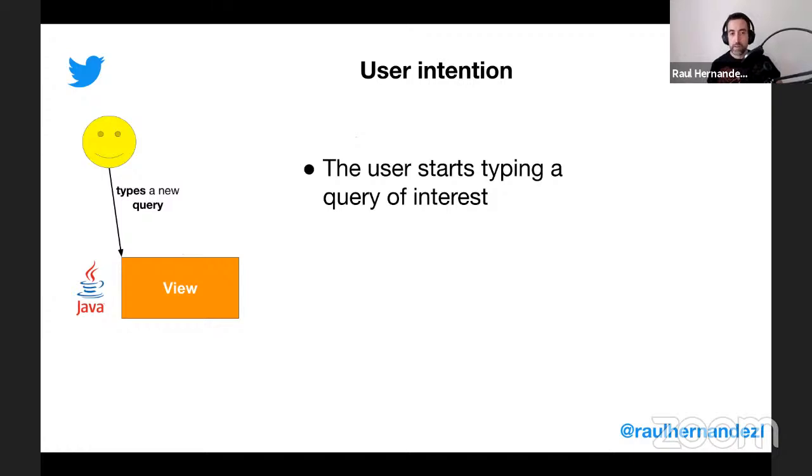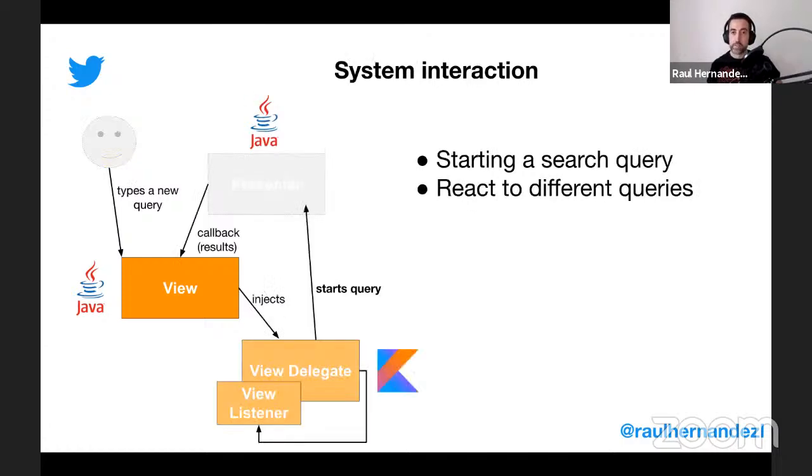Then if we think about the user intention, the user starts typing a query of interest, and then everything starts from this point. So for instance, by starting this, the system interacts by searching for a query, reacting to the different queries, and when it's different, then starting the presenter. This is something I do in the view delegate, which is basically a delegate of the view with the delegate pattern, and that's the different mechanism that you prefer. I wouldn't dig into details today about the view delegate, but this is where everything starts. I will do it basically from the use case.